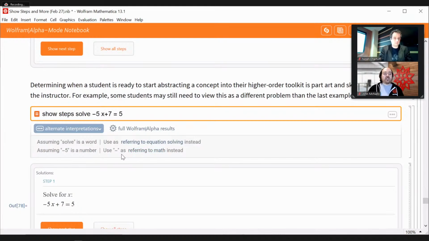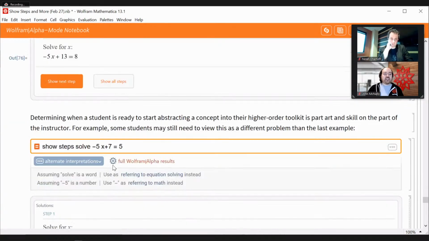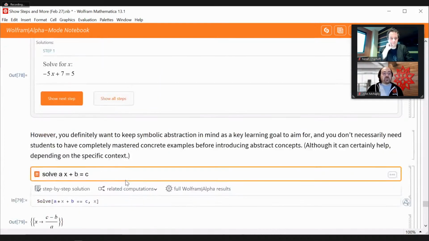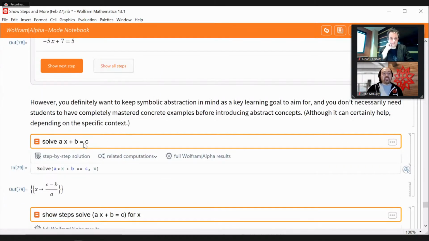So depending on where you're at, you can generate show steps for any of these particular examples of something that could be abstracted into a more abstract problem. However, some students might be ready to take that step and abstract away, right? They might say, oh, wait, it actually didn't matter what the numbers were. I'm doing the same sorts of things in all of these examples.